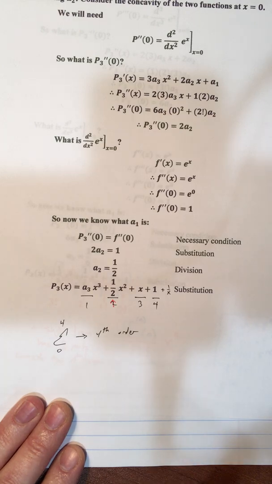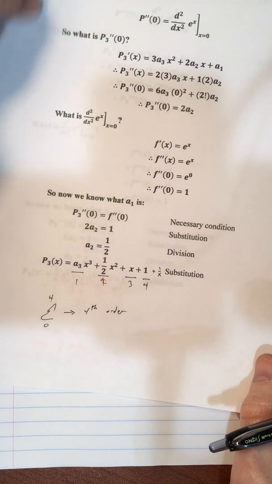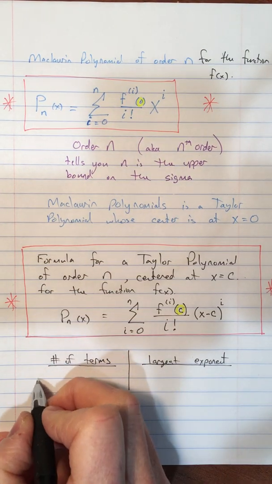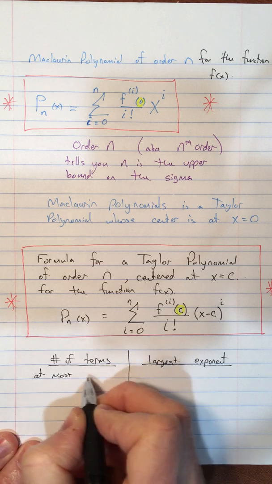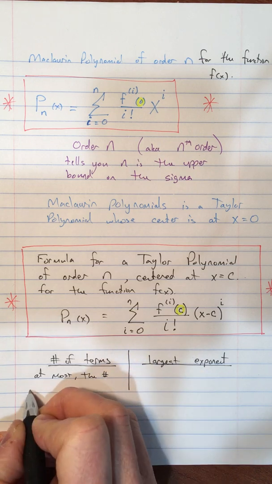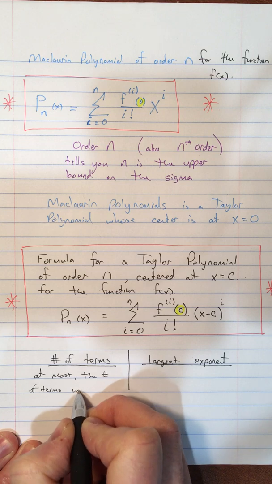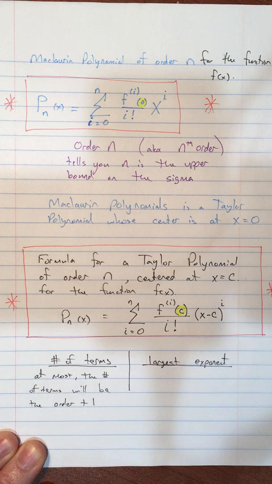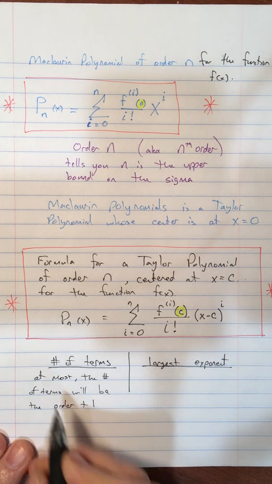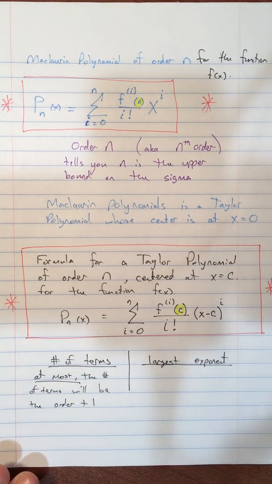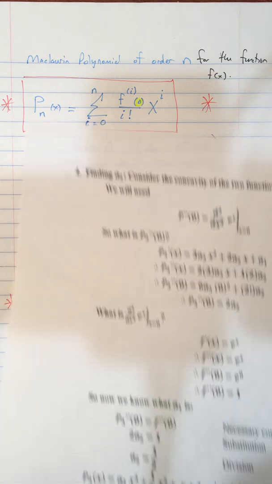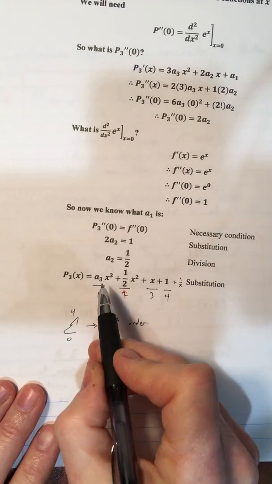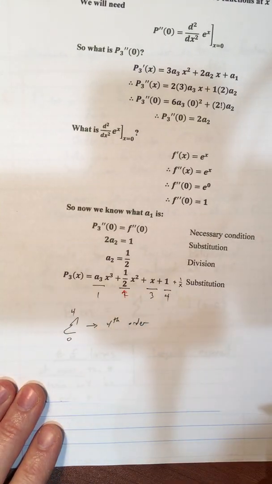So that's something different. So what we find is the connection between the order and the number of terms is, at most, the number of terms will be the order plus 1. Okay, now at most. Now why do I say at most? The reason I say at most is because it's very possible, and we will see this in the next video, that some of these coefficients could equal 0, right?